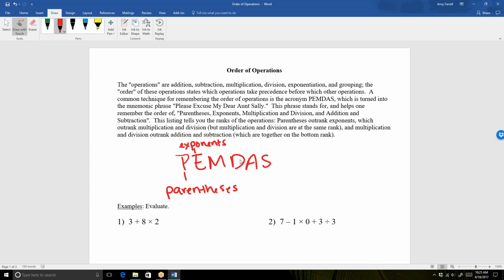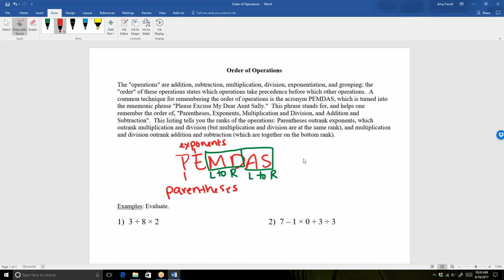The M stands for multiplication and the D stands for division. Now, even though the M appears first and the D appears after, multiplication and division have the same rank. We will perform multiplication and division from left to right. This is also true for addition and subtraction, which are our last two letters. We will perform addition and subtraction from left to right. Addition and subtraction have the same rank.